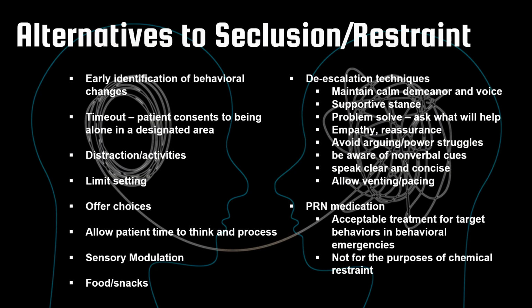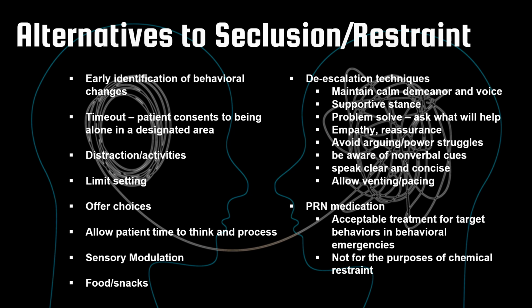It's key to understand that good alternatives to seclusion and restraint do exist. On this page, you will see a list that represents a very small number of available options to staff that can be used instead of seclusion or restraint. Identifying any behavioral changes in the patient's condition early can decrease the use of seclusion or restraint.